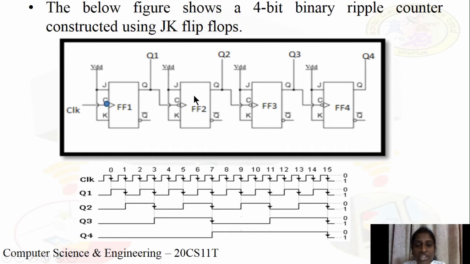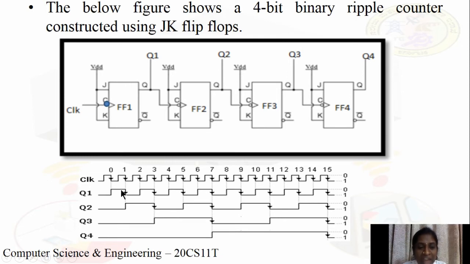That means this will change the state on the falling edge. Now, according to this, to get the Q2 value we need the value of Q1. That means this Q1 output will act as a clock input for the second flip-flop. This Q2 we can get based on these Q1 values. As we all know, the flip-flops will work on the negative edge. Q2, that is the second flip-flop, will change its state only when it gets the negative edge from the previous flip-flop output value. Let us observe here.